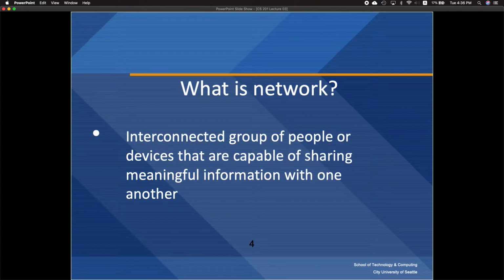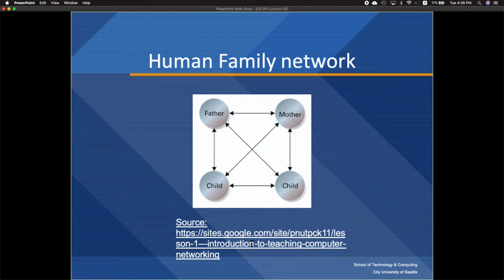So what is a network? A network is basically a connection between a group of people, devices, or objects, sharing meaningful information with one another. A very good example is a family network, right? Father, mother, and children are humans. They basically pass information to one another, and we can identify one person as one node passing to another node, which is another human, right?